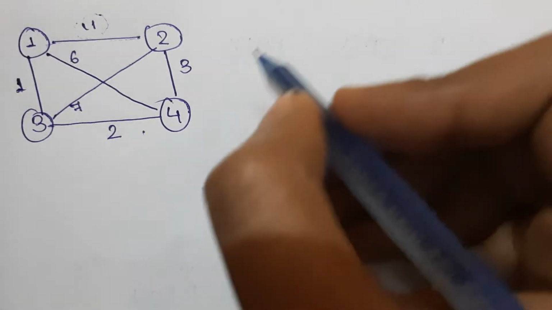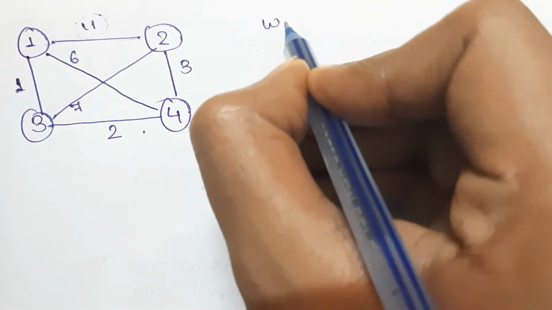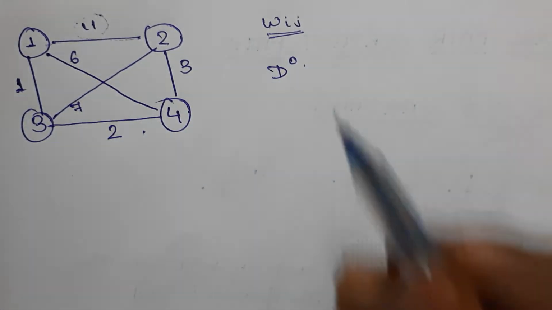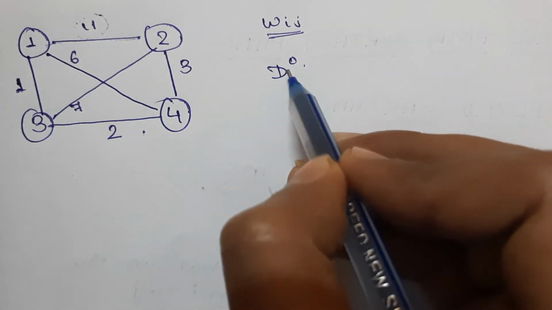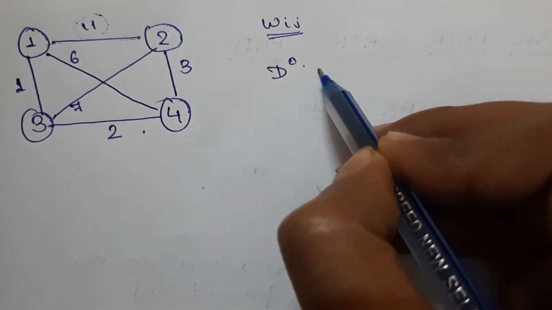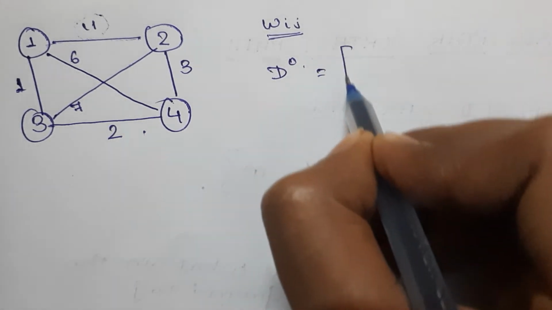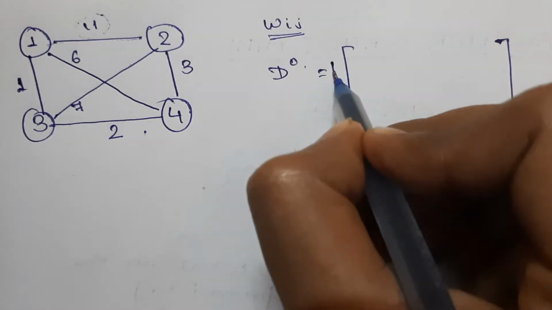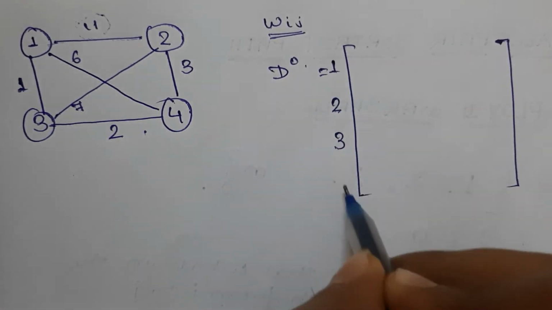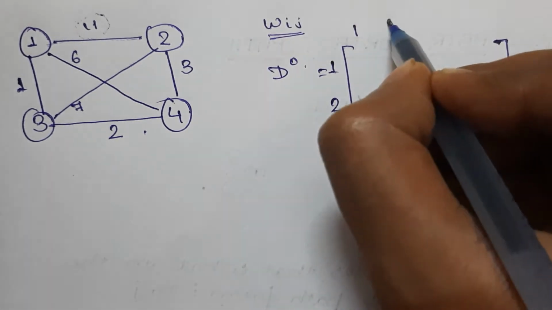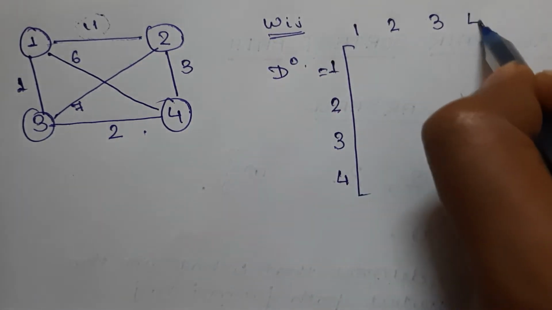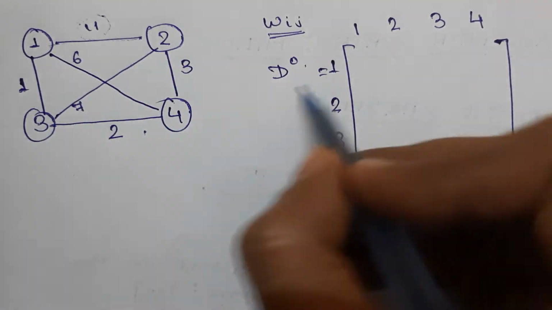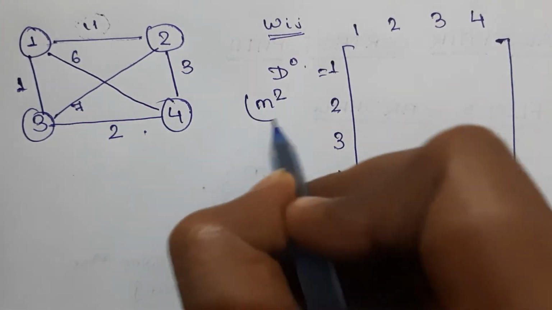Now, what I told as w of ij, here I am writing as d0. What does 0 mean here? That no vertex is included. It is simply the weight matrix of this graph. What is the size of this array? As there are n vertices, the size of this array is n square.